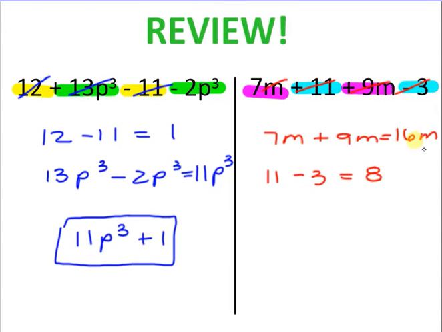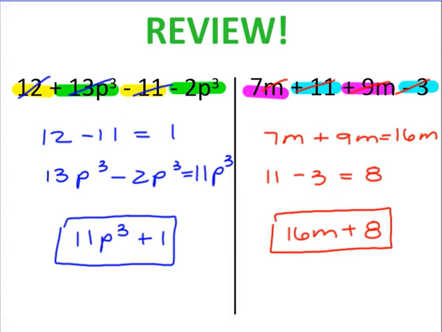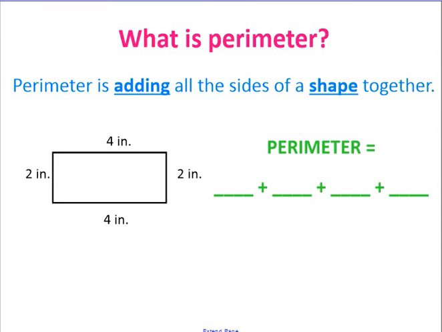Now I need to take my two answers and combine them together. They both have a power of 1, and one of them has a variable, one of them doesn't. The variable always goes first. So 16m plus 8. And the reason why it's plus 8 is because there's no minus in front of that 8. So 16m plus 8 is my answer. Alright, now let's talk about combining like terms with shapes.